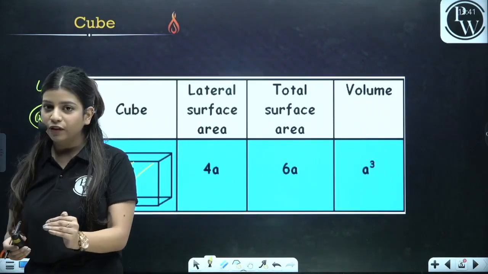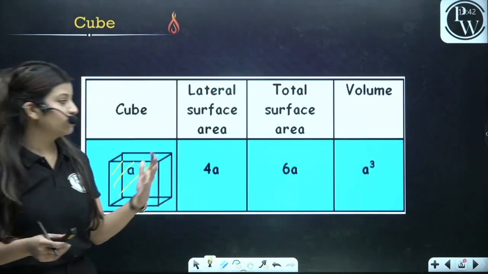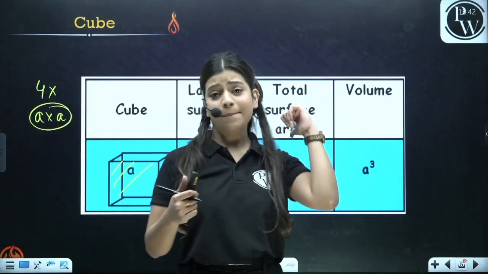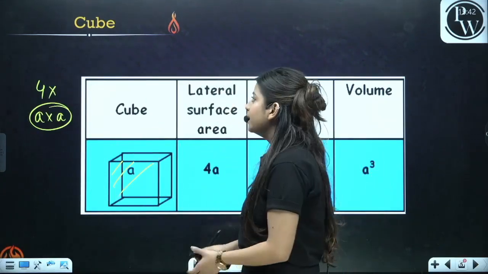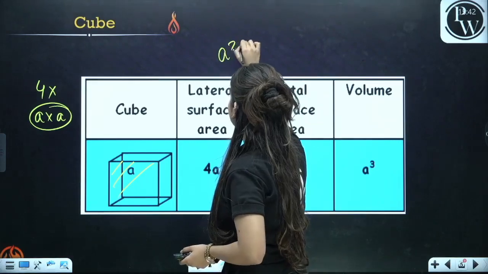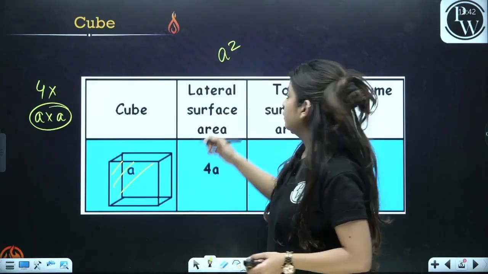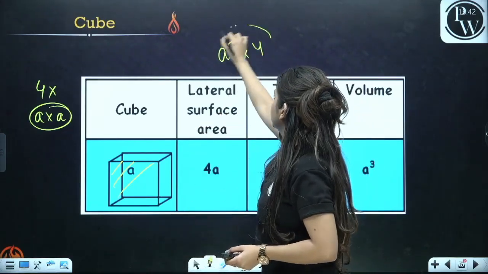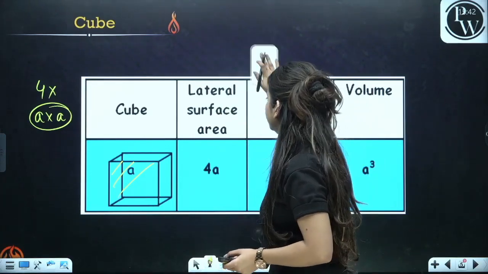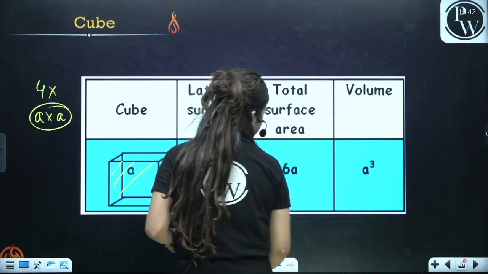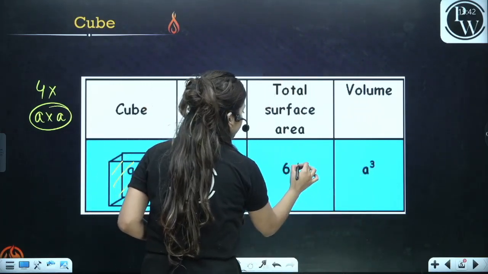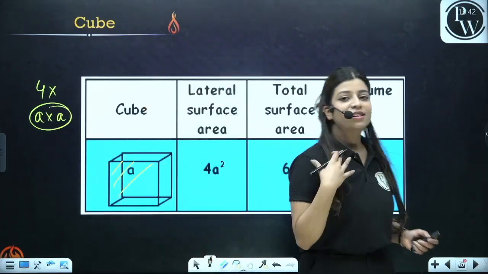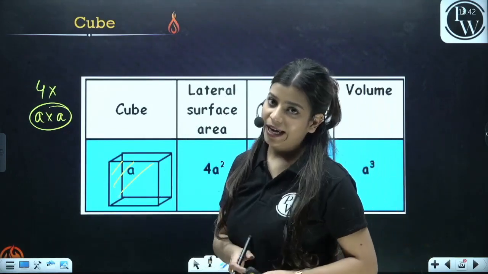A into a for the first side, a into a for the lateral sides, the left side, the right side, and the back side. So 4 square faces will be included. The area of one face is a square, so the area of 4 faces will be 4a square. So the lateral surface area will give me the formula of 4a square.